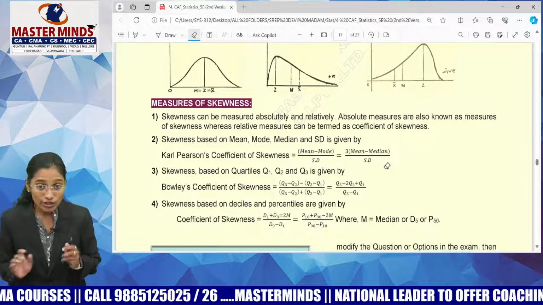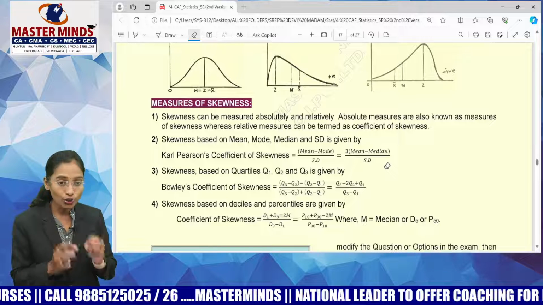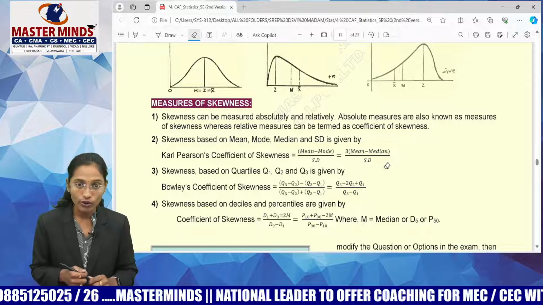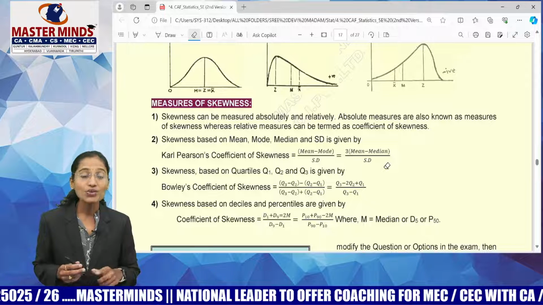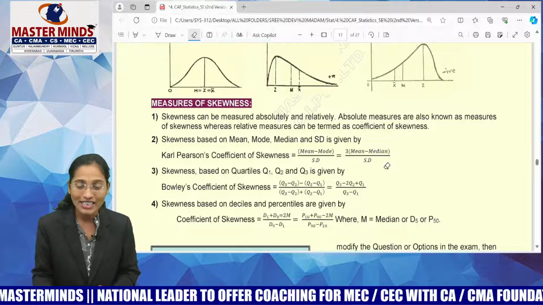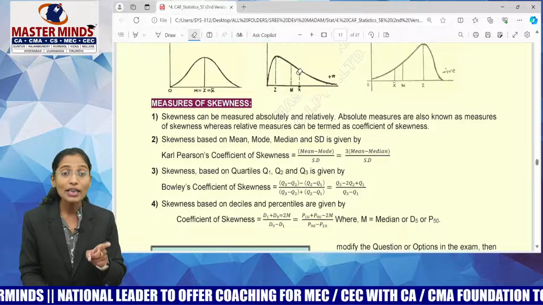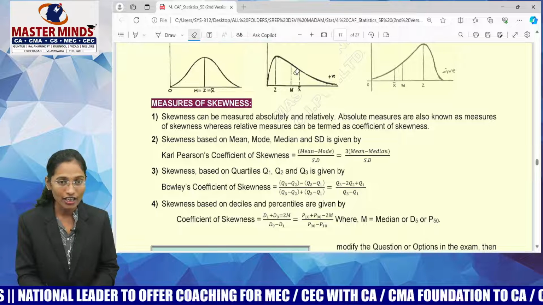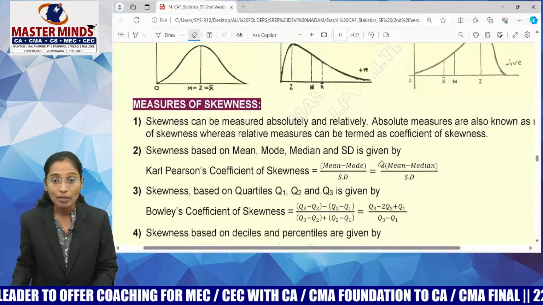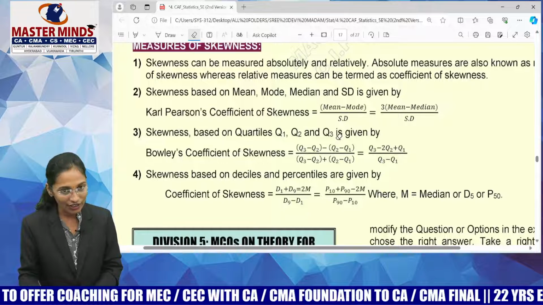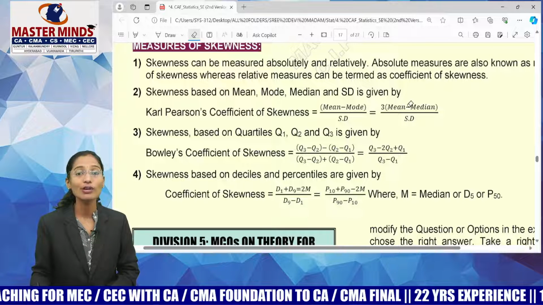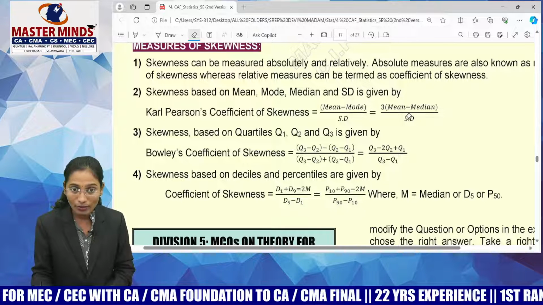So, how do you measure skewness? Guys, there are certain measures to calculate the coefficient of skewness. The first formula is Karl Pearson's coefficient of skewness, which is based upon mean, median, mode and standard deviation. The formula is: mean minus mode by standard deviation. As you all know, the distance between mean and mode is 3 times the distance between mean and median. That's why I have written this formula.